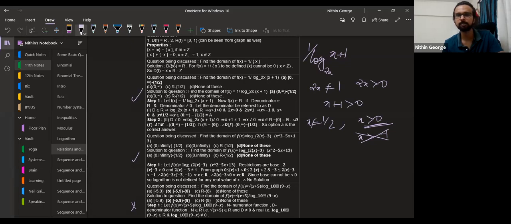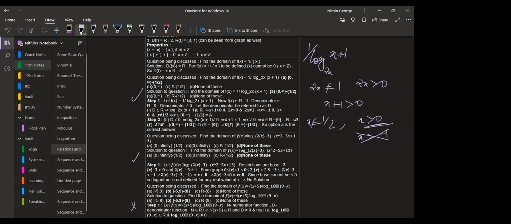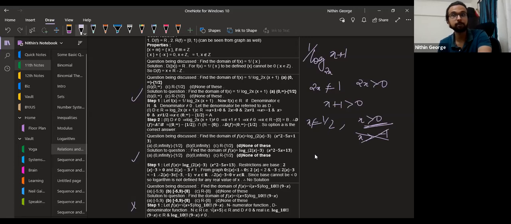Is this the answer? Guys, am I going too fast or are you following? This is what I got, sir. Okay, but then there's one problem. The denominator should not be 0. Log base 2x of x plus 1 should not be equal to 0. Don't forget. So that means x plus 1 should also not be equal to 1. If this is 1 only, anything raised to 0 is 1. Okay, that's the idea.